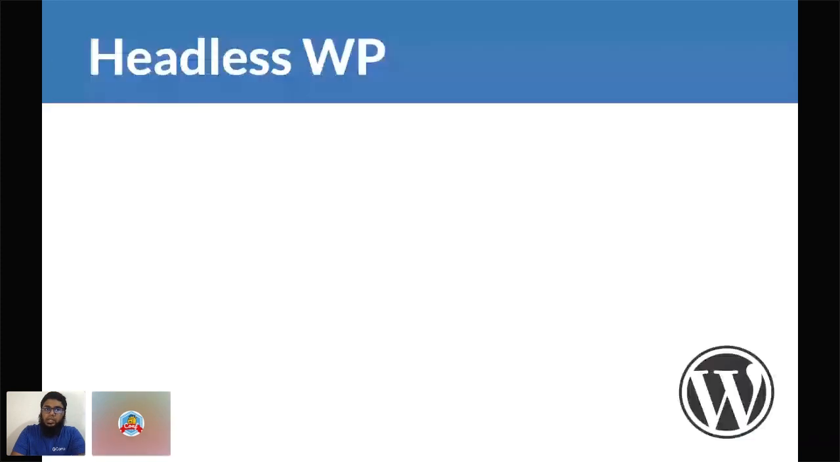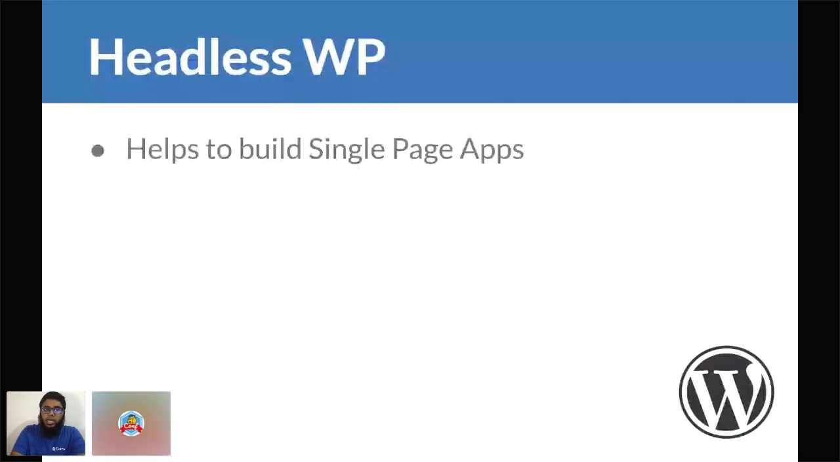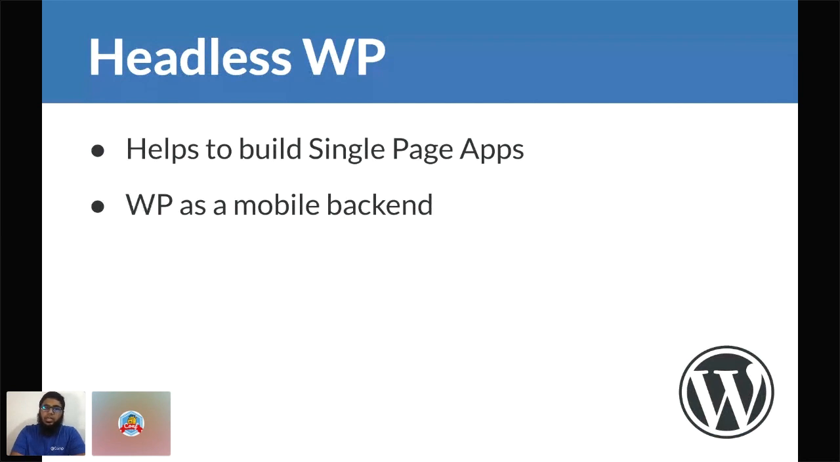Headless WordPress is great for single page applications. You build an application with React or Angular or Vue or any other framework, and WordPress is a reliable backend for all these applications. Not only for single page applications, for mobile applications as well. If you are building a mobile application with React Native or Android or iOS, WordPress can serve as a great headless CMS for your application. Because of the plug-and-play architecture, and because WordPress is open source and free, it is such a great backend for your mobile applications or your single-page applications.